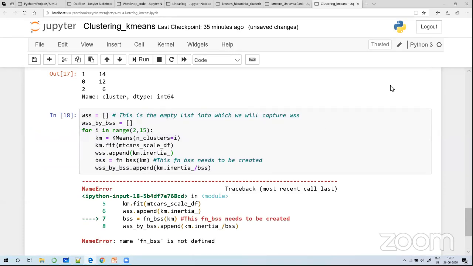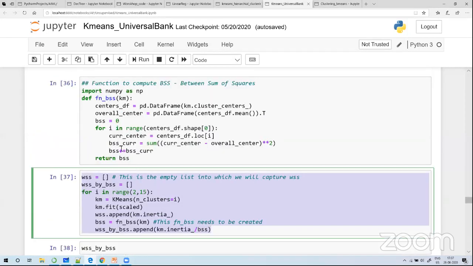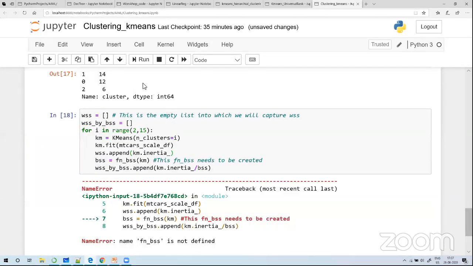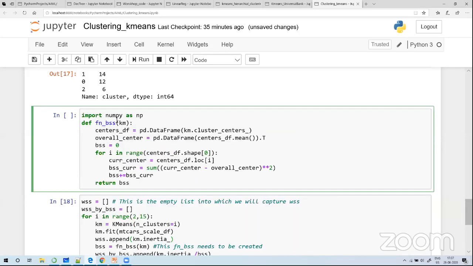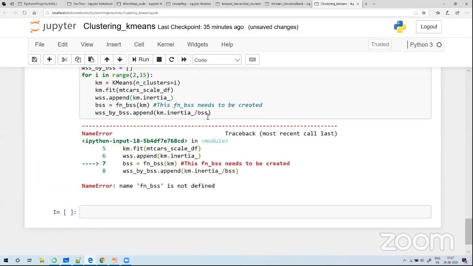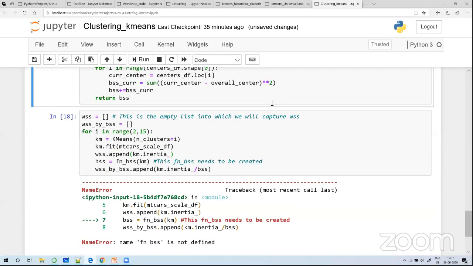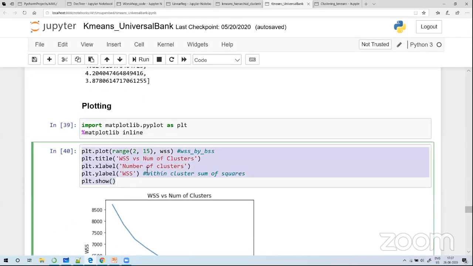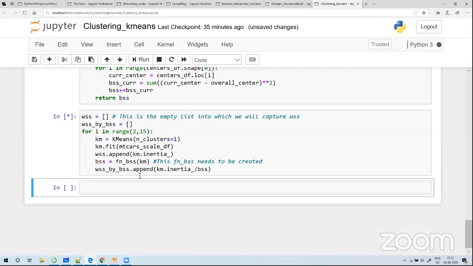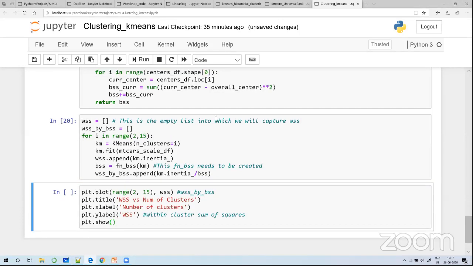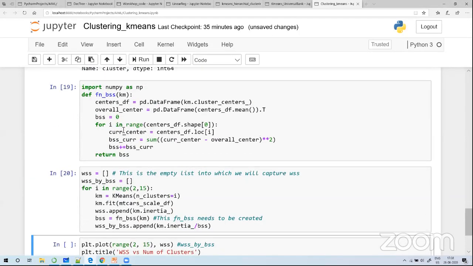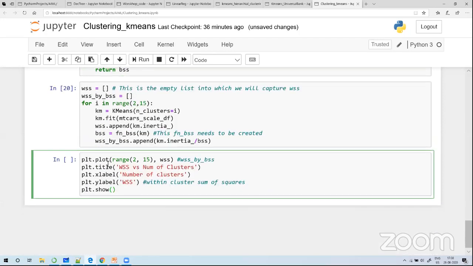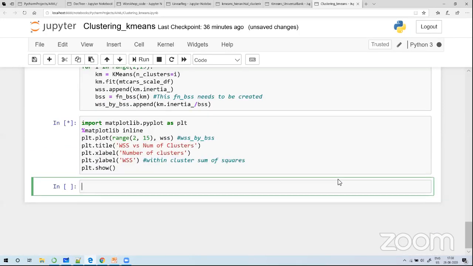Okay, this function needs to be created. Let's create that function. You would not have to go through all of this at the beginning, but just for the sake of decision making, I want to show you how that plot looks, and let me quickly complete that. So this is the plot that I was talking about.